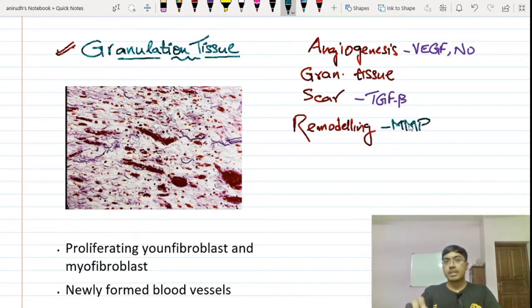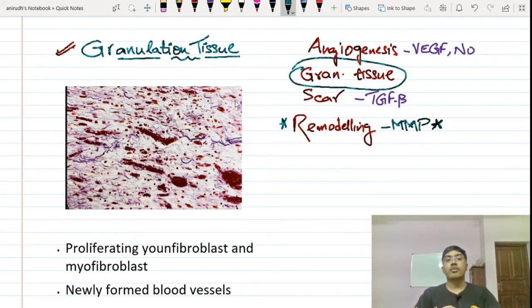So matrix metalloproteases are a type of enzyme which are actually functioning as the remodeling agents in the healing process, right? So this is the basic idea that you need to have so far as healing by connective tissue deposition is concerned. And now if you talk about this particular part specifically, this is the granulation tissue image that you can get in the exam, right?